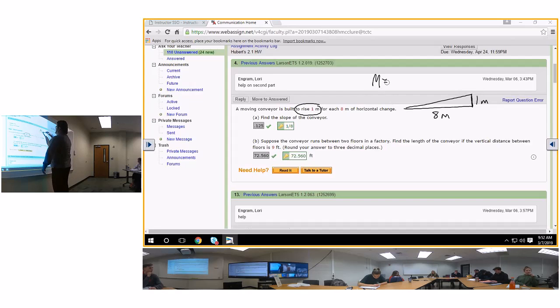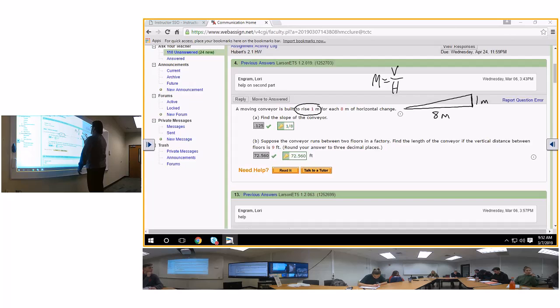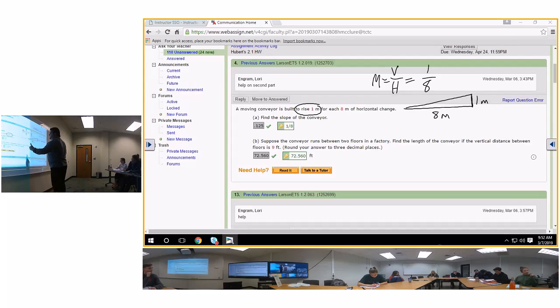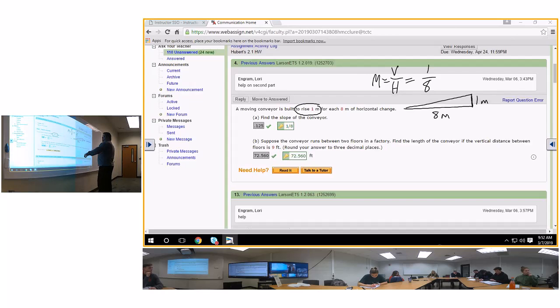All right, so what is slope? Slope is equal to vertical over what? Horizontal, which is 1 over 8. Suppose the conveyor runs between 2 floors in a factory. Find the length of the conveyor if the vertical distance between the floors is 9 feet.